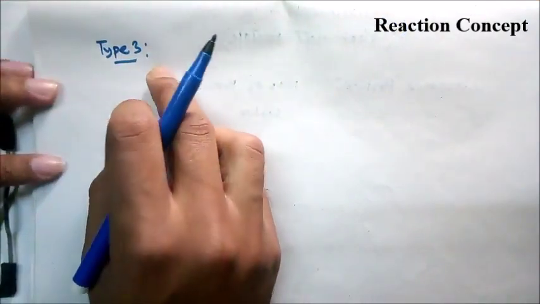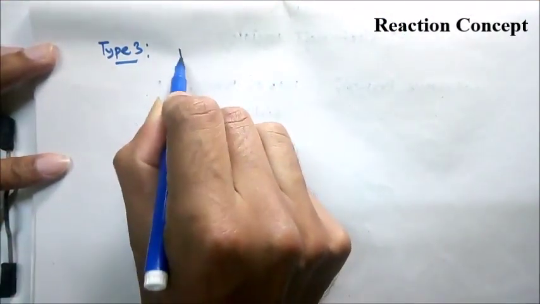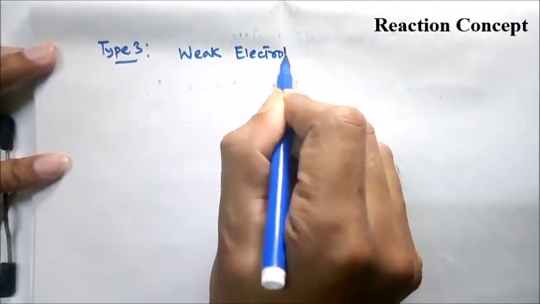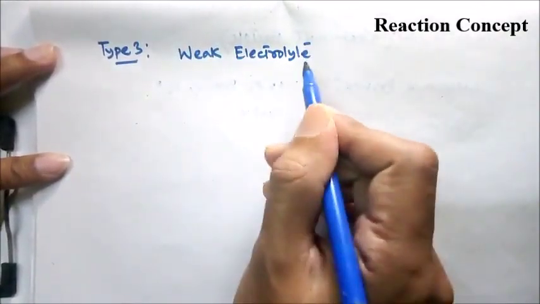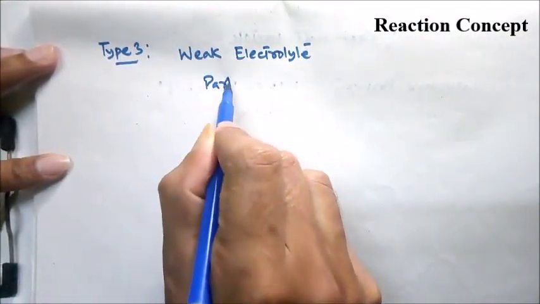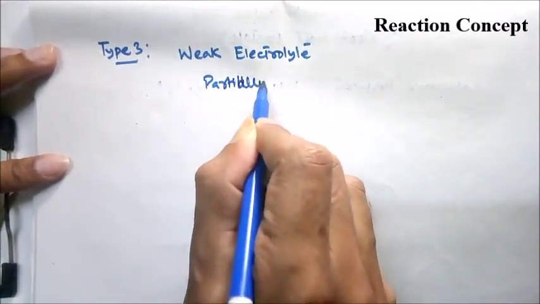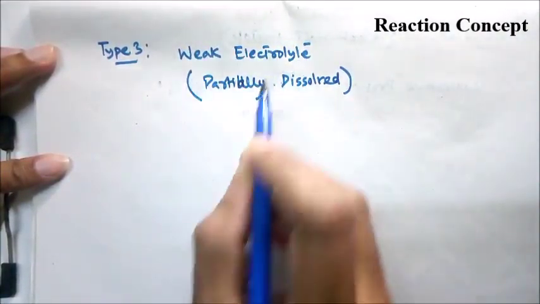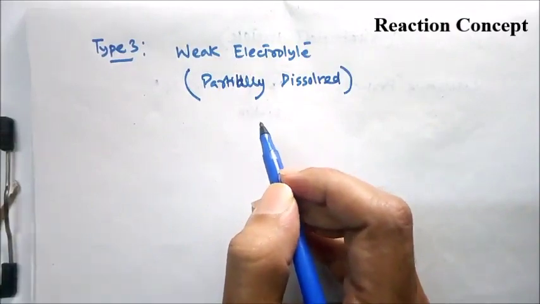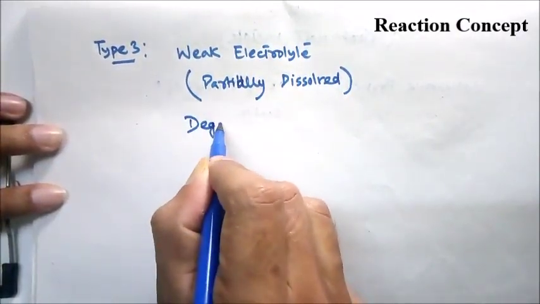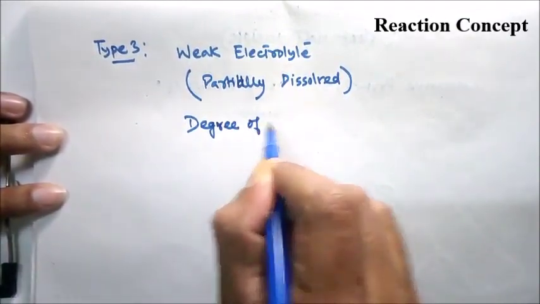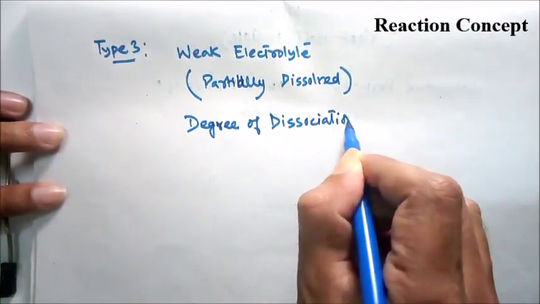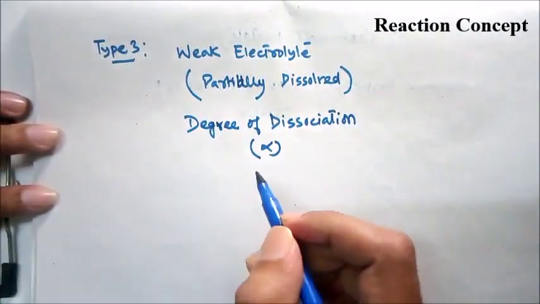Now we'll see the Van't Hoff factor for the third type of solute, that is a weak electrolyte. Weak electrolytes are those electrolytes which generally dissociate only partially in a solution. For such electrolytes, a factor is given that is called the degree of dissociation. Degree of dissociation is given for a weak electrolyte. In any problem, this factor will be given. It is generally denoted by alpha.